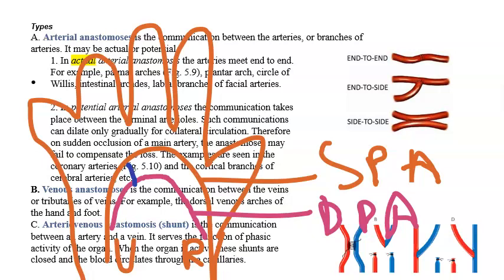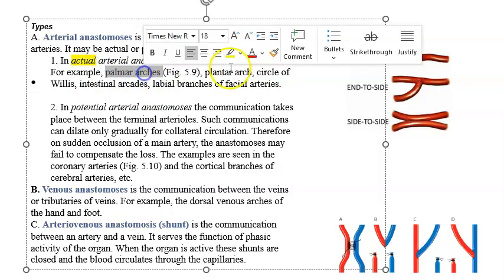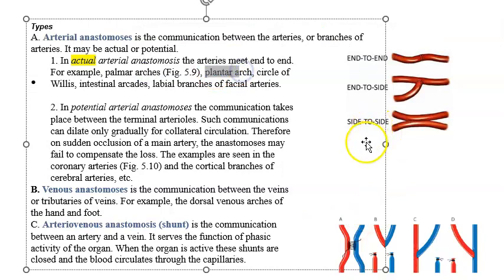Between these two there are anastomoses. I'm using blue, no, I shouldn't use blue. Let's use some other color. So there is some end to end anastomosis between these two. This is called what? Actual arterial anastomosis, because the arteries meet end to end. Where is it? Palmar arch. Whenever you say palmar, the same thing like plantar will be there.